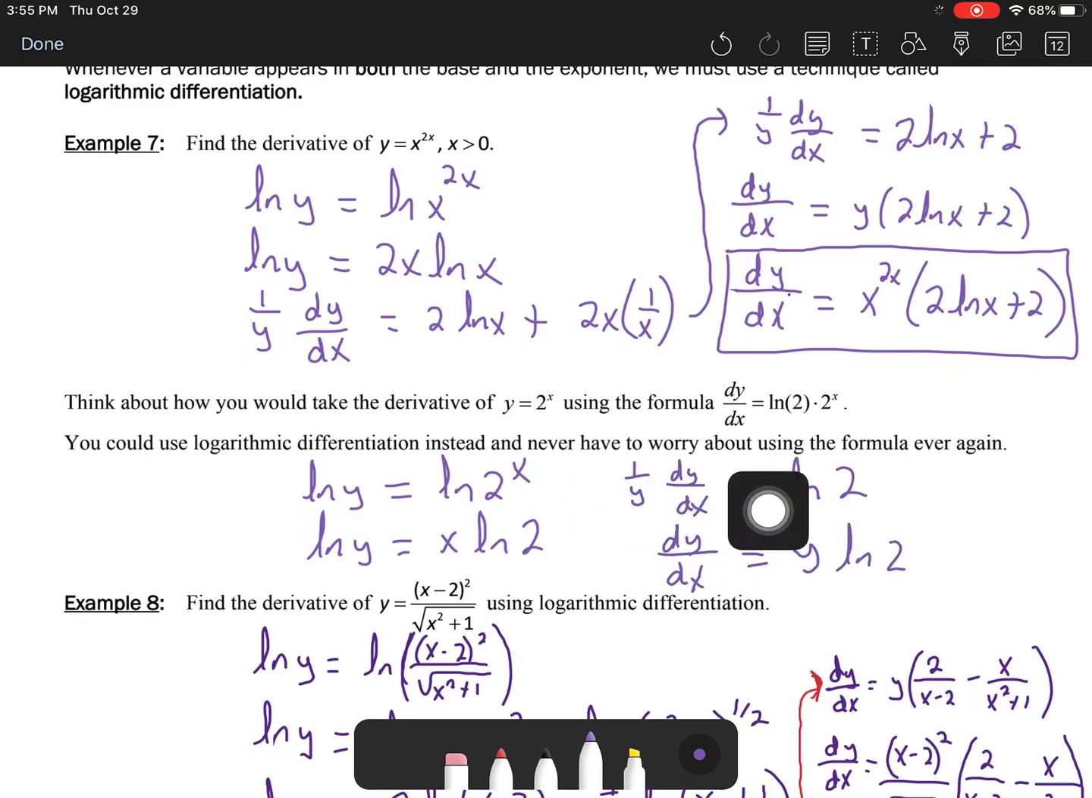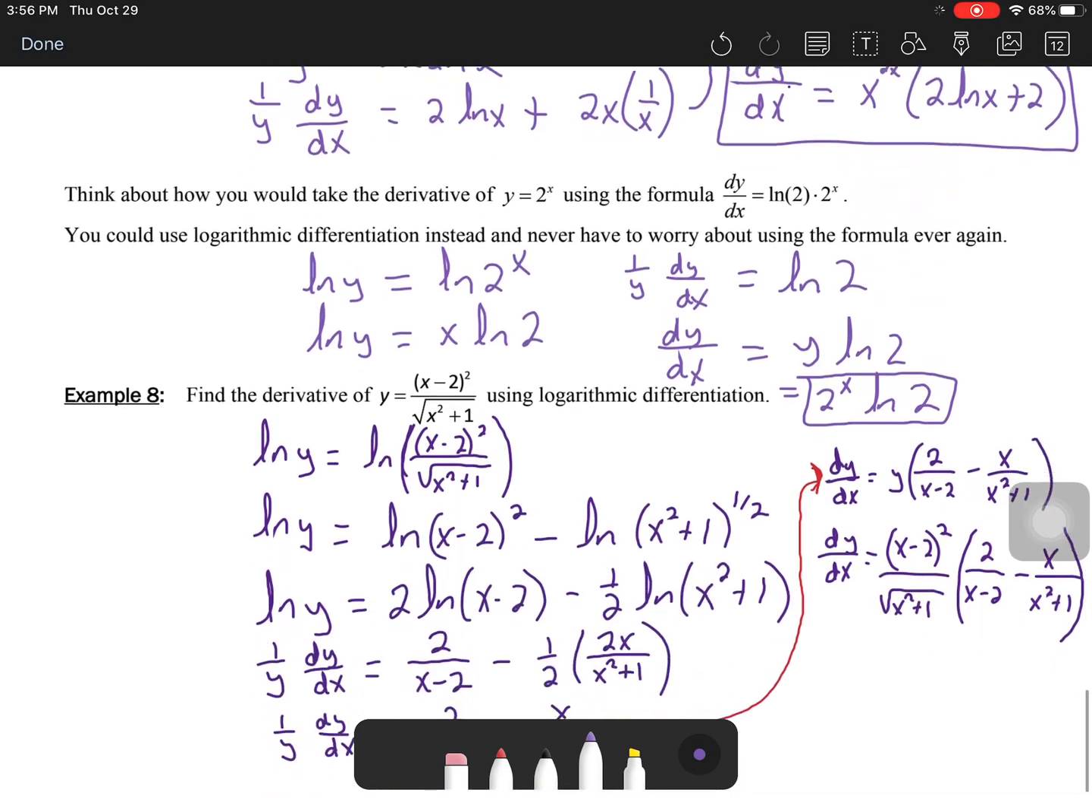Well, my original y was 2 to the x, so it would be 2 to the x times ln of 2, which is what the formula tells me. But sometimes we forget, and I forget those formulas too sometimes. It's nice to have a different way to come about that answer if you can't remember exactly how the formula goes. Okay, so that would be what we'd have for that one.